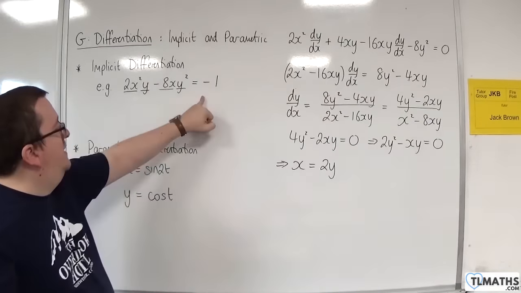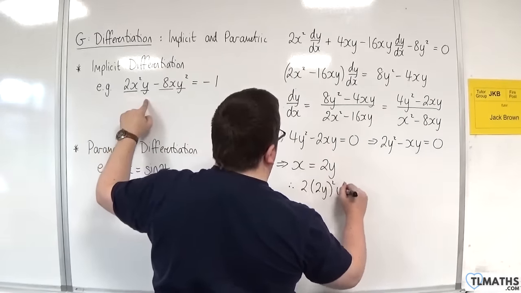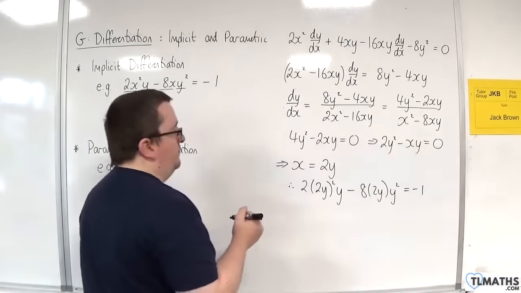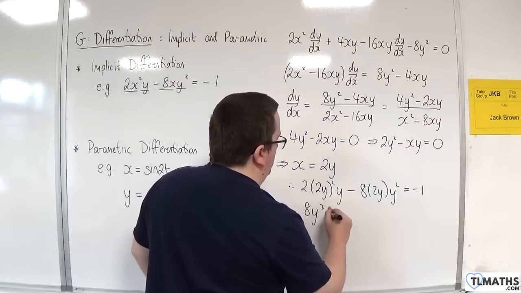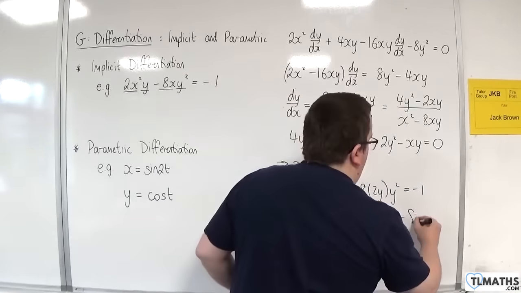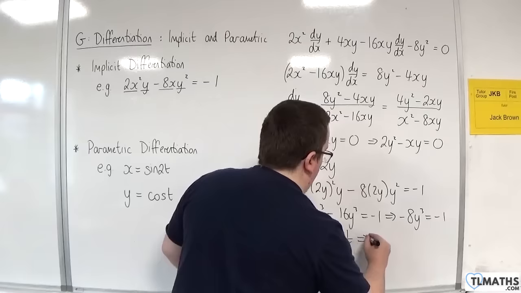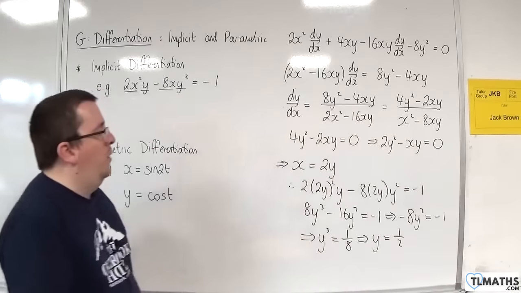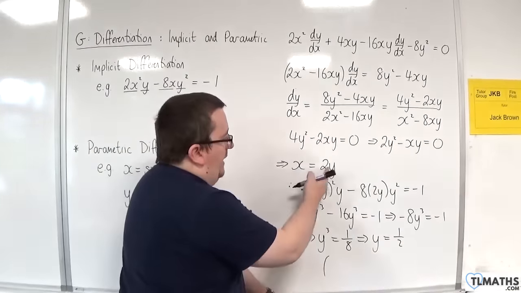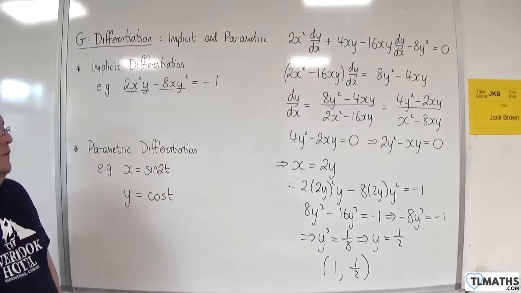So I can now substitute that into the original equation. So I would have 2 lots of 2y squared times y, take away 8 lots of 2y times y squared is equal to minus 1. So I would have 8y cubed take away 16y cubed is equal to minus 1. So minus 8y cubed would be equal to minus 1. So y cubed would be equal to 1 over 8. So y is going to be equal to 1 half. And if y is equal to 1 half, when x is 2y, that means that your stationary point will be x is 2 lots of 1 half, and the y value is 1 half. So that's your stationary point, (1, 1/2).